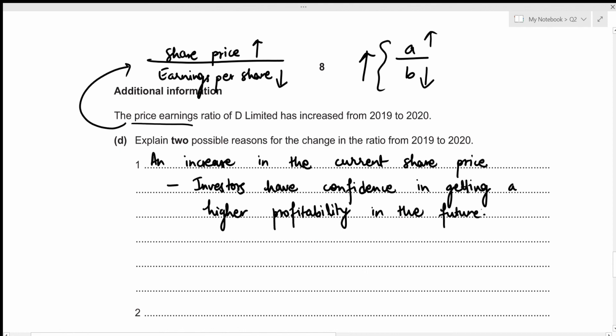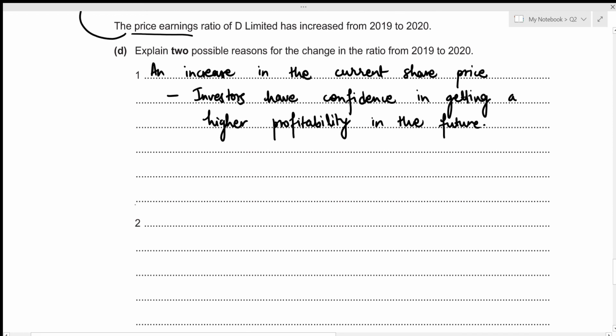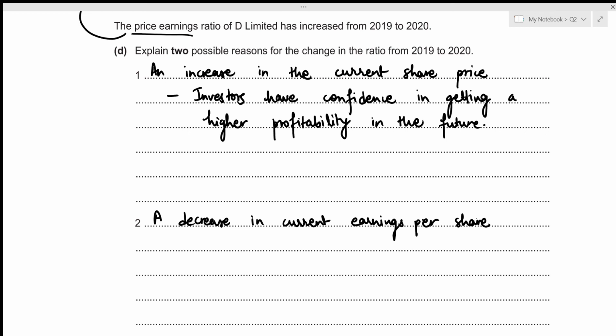Alright, for the second part, the price earnings ratio can increase if the earnings per share will decrease, right? Let's write it down. A decrease in current earnings per share. And we know that the earnings per share is directly influenced by the profit that we earned. So if there is a decrease in earnings per share, this could have possibly resulted from a decrease in the profit. Let's write it down.